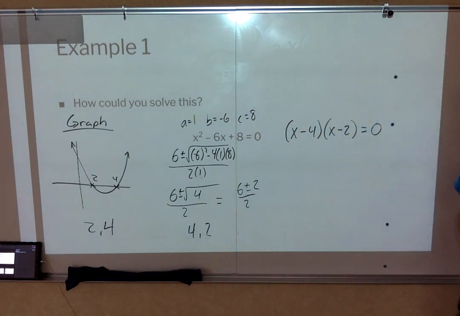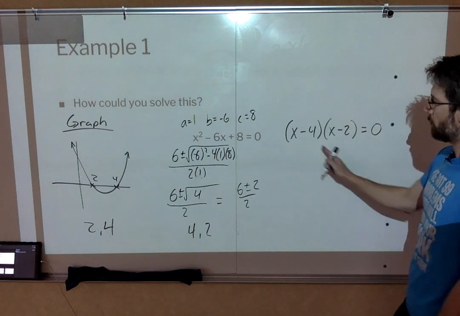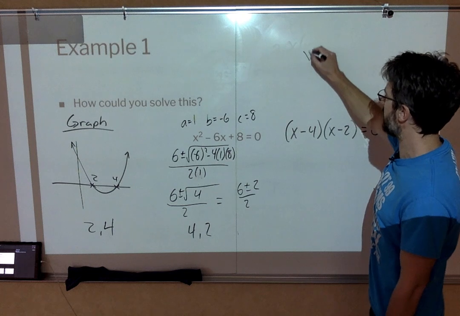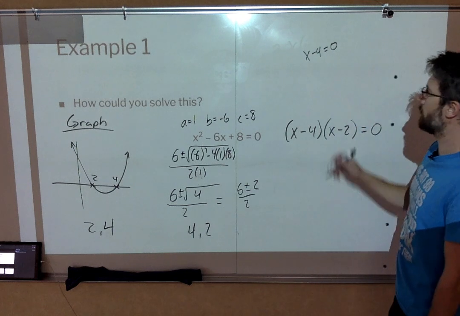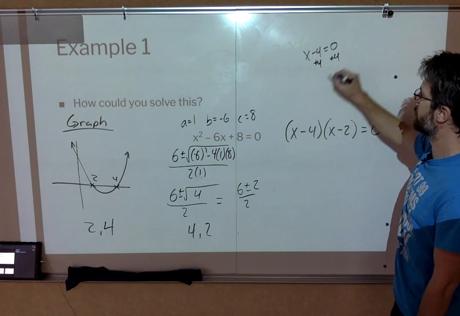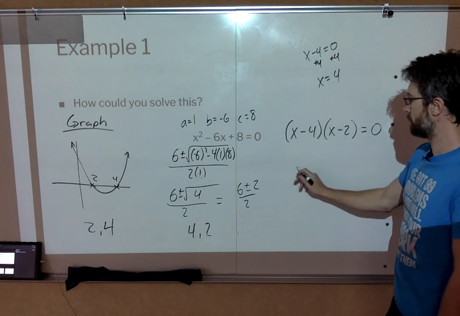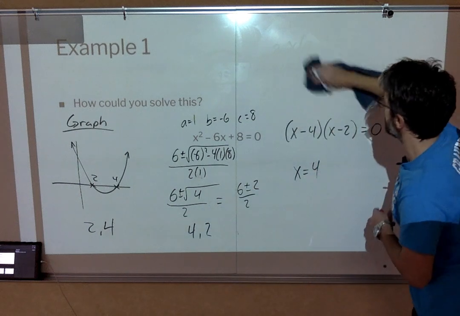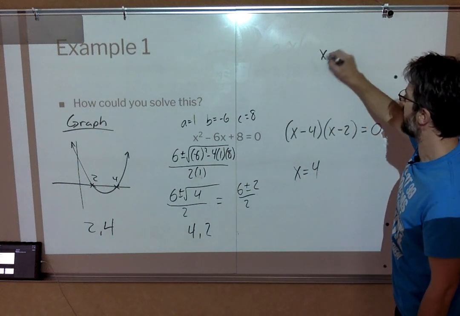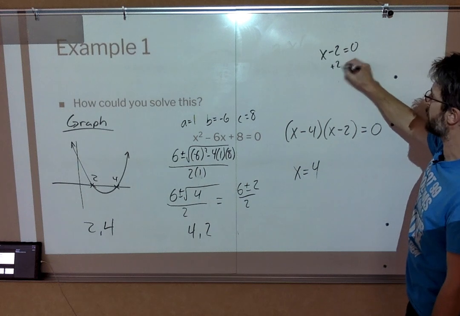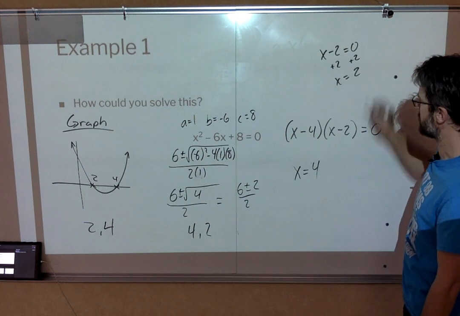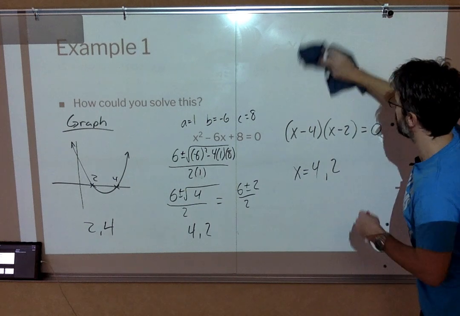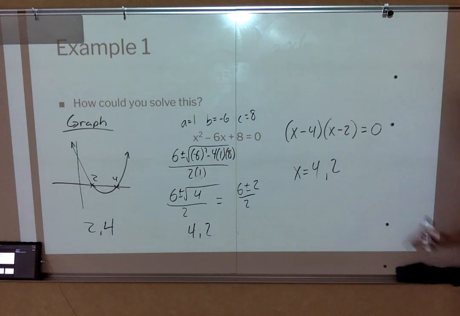Where does this equal 0? This equals 0 where either of these factors equals 0. If I solve x minus 4 equals 0, add 4 to both sides, and I get x is equal to positive 4. So that is one of my solutions. If I do the same thing with the other factor, x minus 2 equals 0, add 2 to both sides, and x equals 2. That's my other solution. So I came up with the same numbers, so I'm pretty confident that these are correct.